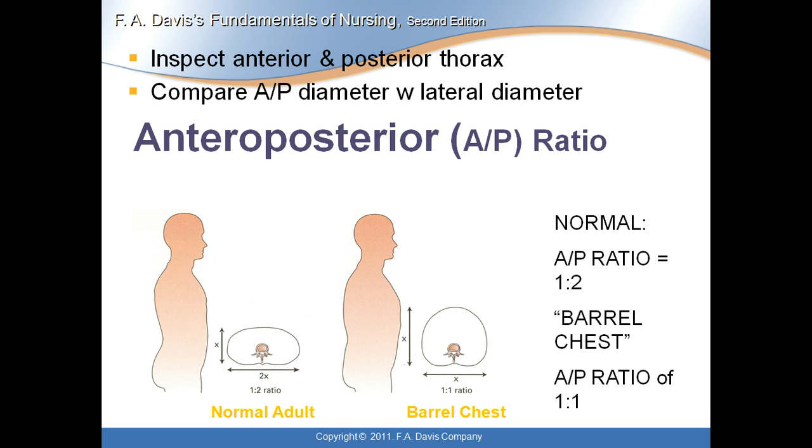So you're going to inspect the anterior and posterior thorax. The picture on the left is for a normal adult, which is probably you and I. This is more of an oblong chest area. The picture on the right is the barrel chest. This is usually seen in patients who have COPD or other pulmonary issues because their muscles have to really be used in order to inhale and exhale properly.